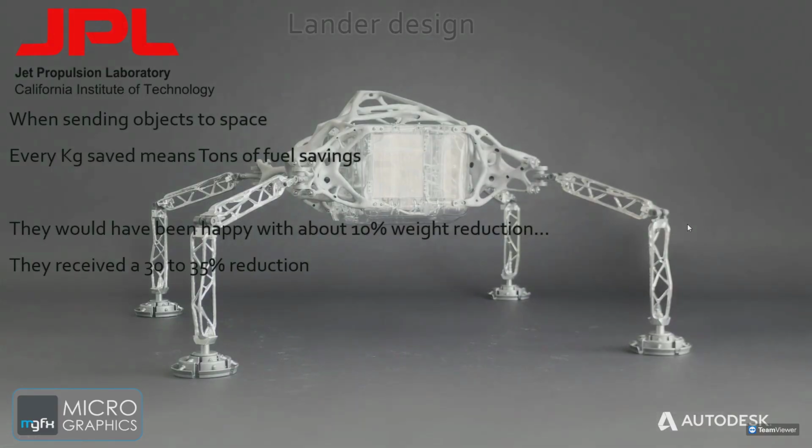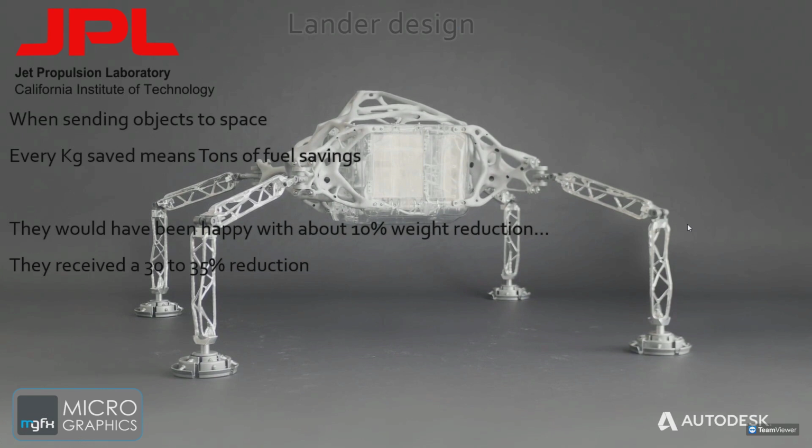Now, one of my favorite ones was the JPL lander. By the way, JPL, Jet Propulsion Laboratory, is basically part of NASA, so the guys who are putting stuff into space. Big thing here again: when you're sending objects to space, every kg saved means you're saving tons of fuel, because it's not a 1-for-1 ratio. To put anything in space takes lots of fuel and big rockets. So in this, they would have been happy with a 10% weight reduction. They received a 30 to 35% weight reduction.